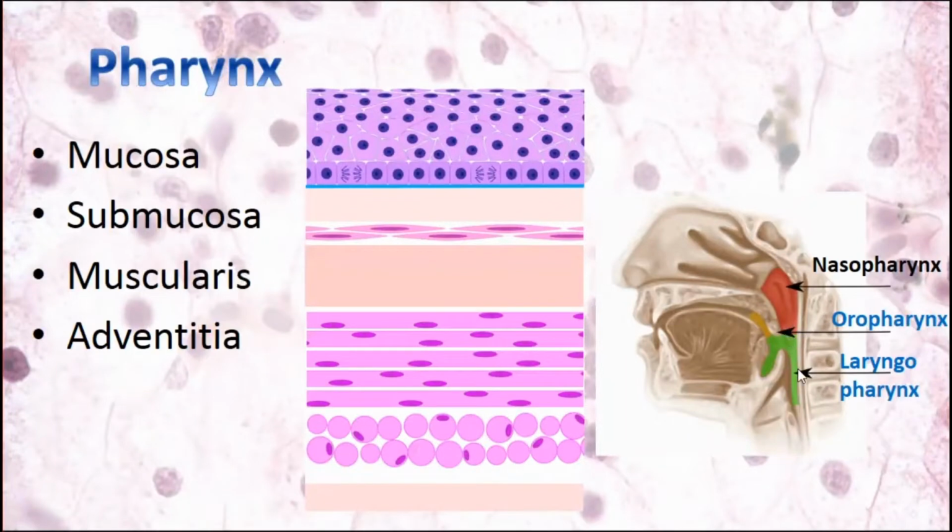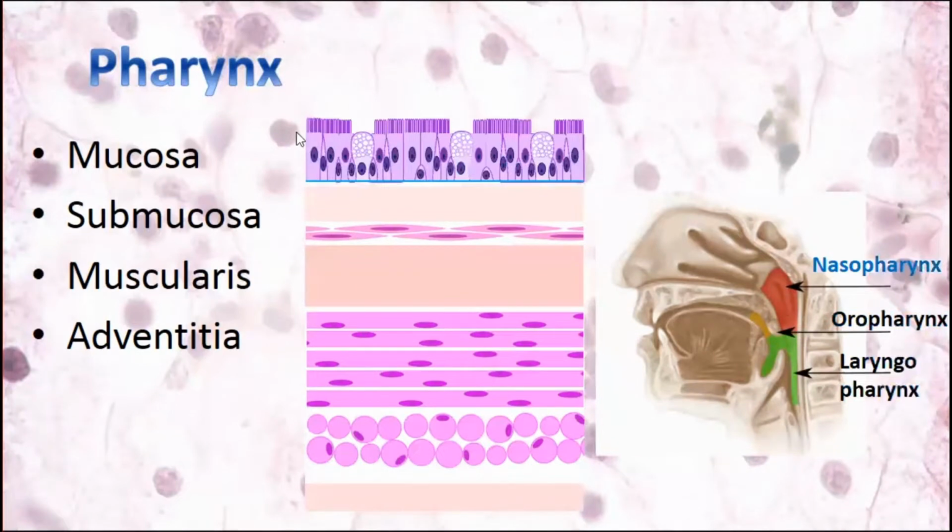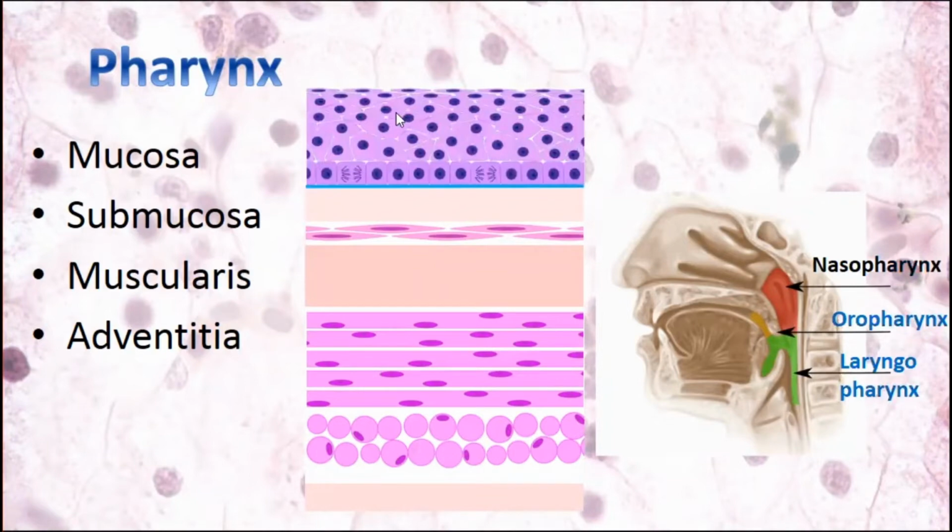In the oropharynx and laryngopharynx, we have stratified squamous non-keratinized epithelium, which is present also in the esophagus, which is a continuation of the pharynx here. So this epithelium is continued in the esophagus. But in the nasopharynx, we have pseudostratified ciliated epithelium, which is present in the nasal cavity and respiratory system. In the oro- and laryngopharynx, we have stratified squamous non-keratinized.